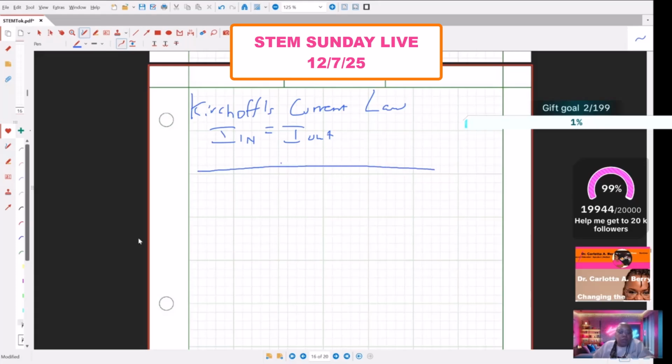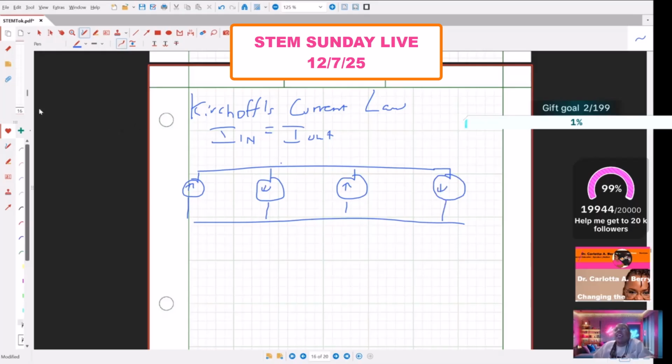If I give you a network here, I'm going to show you all these currents. This circle with an arrow represents a current, okay? And I'm going to have these 4 currents, okay? And I have 2 nodes. I have one at the top and one at the bottom.